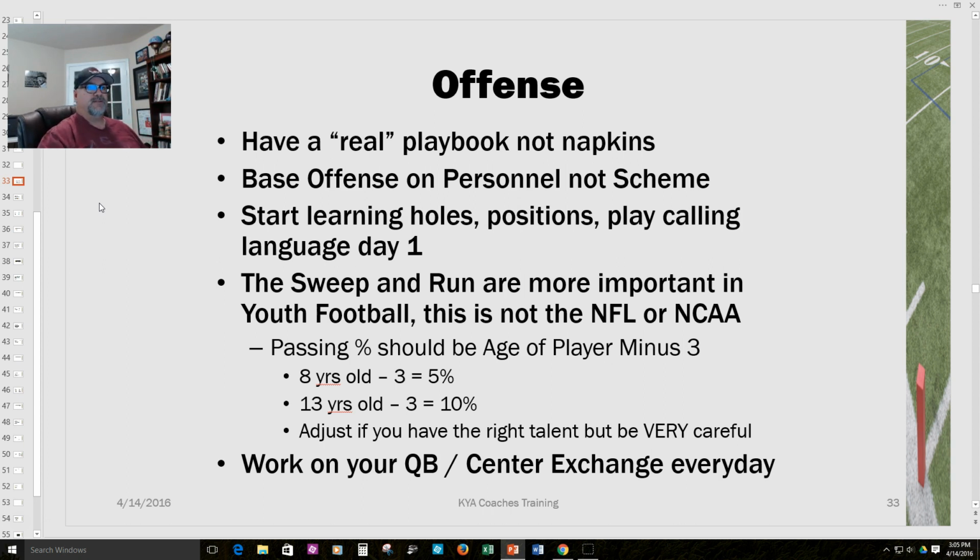in youth football. This is not the NFL or NCAA or even high school football. To be honest, a lot of high schools run the spread and try to pass, and it doesn't work. I see that here a lot. But in youth football, the sweep is king and the run.